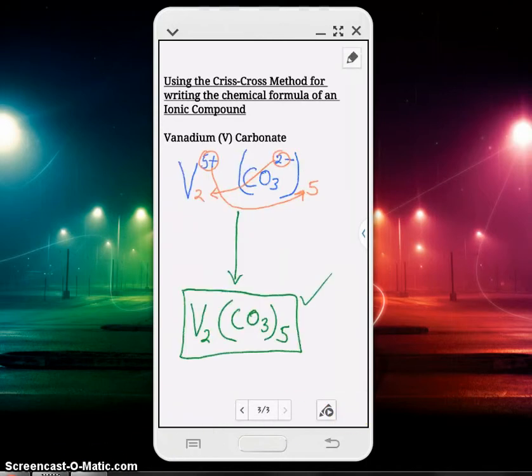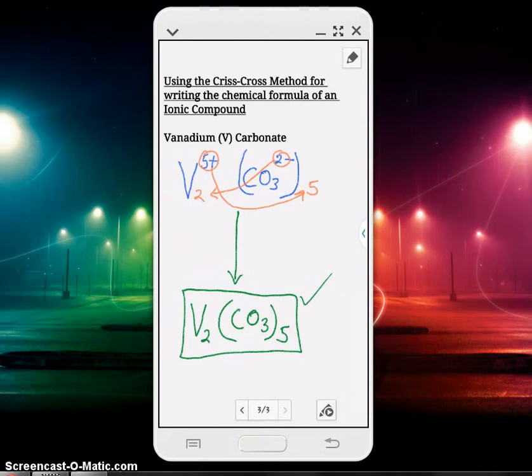Alright, so one last example on how to use the crisscross method. This one is a little bit more annoying, but this is the hardest thing that you will see. Okay, so look at the name of this last chemical compound. It says vanadium, and that's Roman numeral 5. So vanadium 5 carbonate.